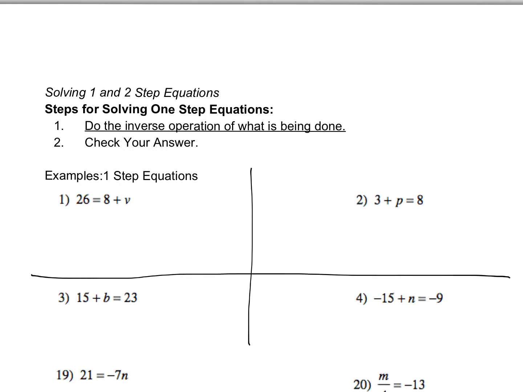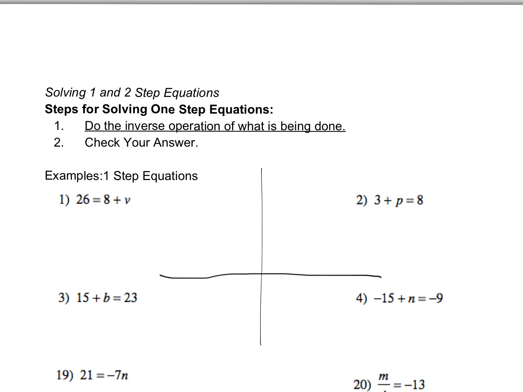So let's try some. Our first example is number 1, and it's 26 equals 8 plus v. So we're solving to see what v equals. What we're going to do is first look to see what the inverse operation is, which just means the opposite operation. We see 8 is a positive number, so let's put a little positive right there. Because it's a positive number, adding is being done.